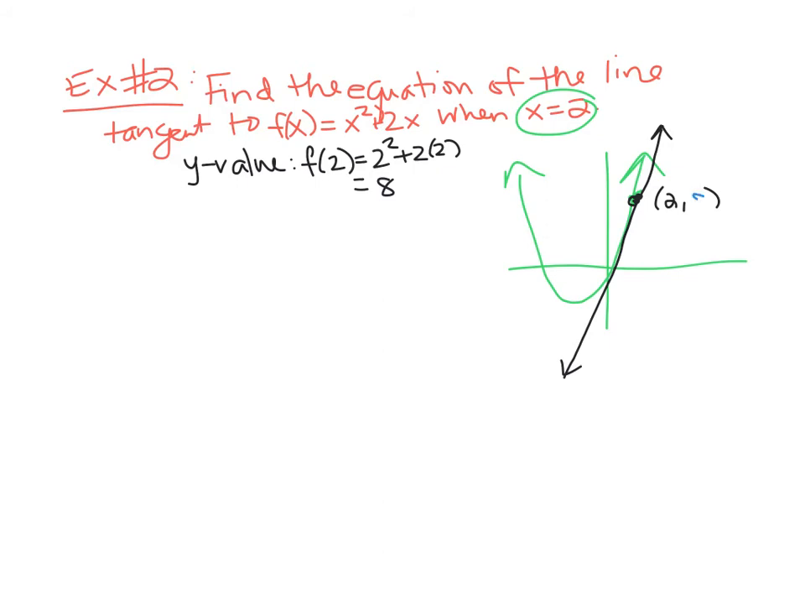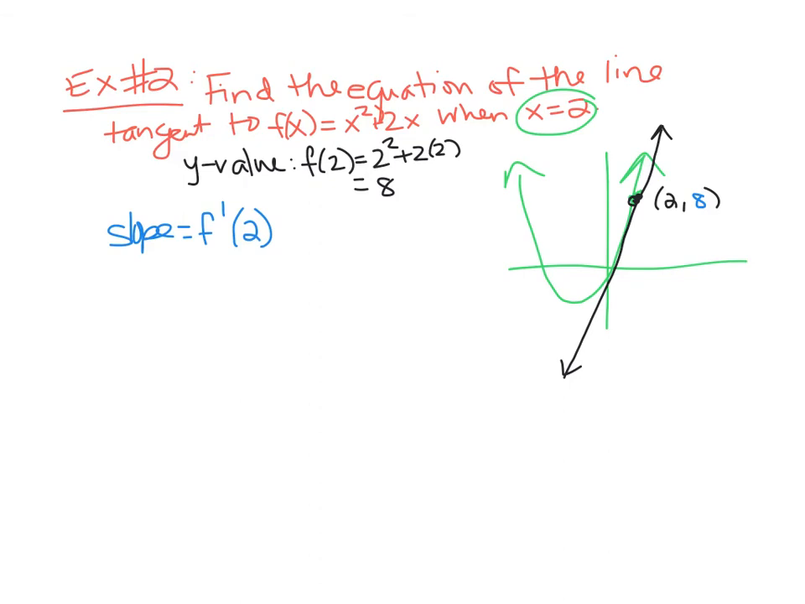So we now have a point, but the other thing that we need in order to find the equation of a line is to find our slope. And if you look back at your notes, you probably see something along the lines of the derivative is the slope of the tangent line. So in order to find our slope, we are actually going to find f prime, and that's going to be evaluated at x equals 2.